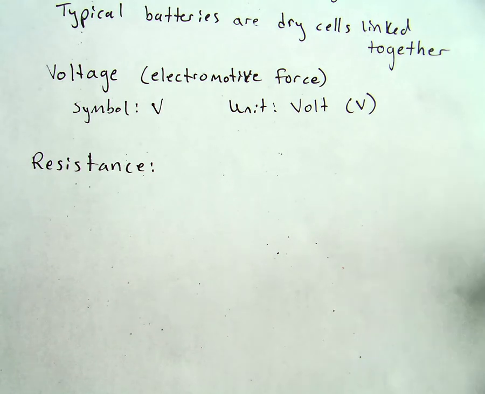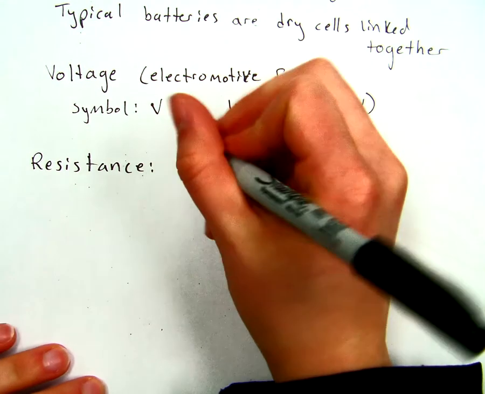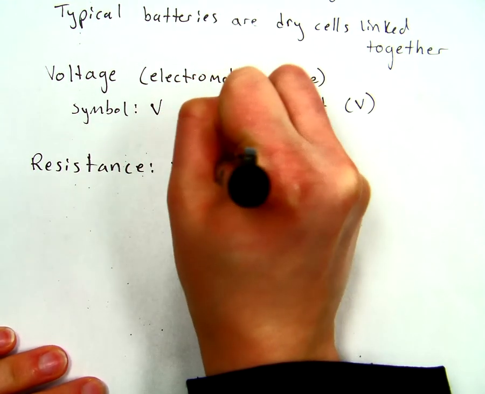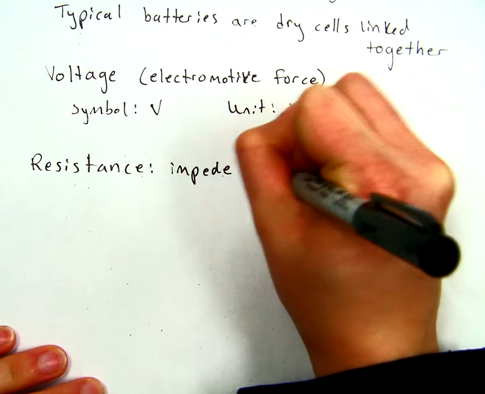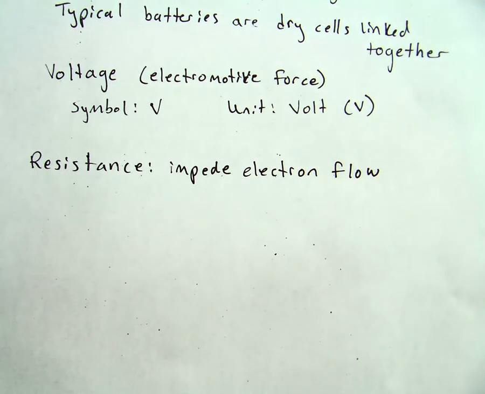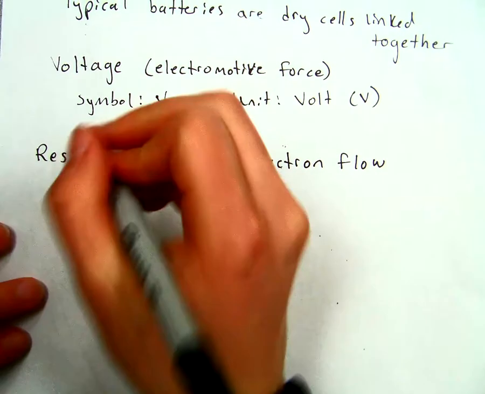You can think about a soccer player who is facing a defender on the field. That defender will resist the person with the ball to prevent them from scoring a goal. And so in circuits, it just means to impede electron flow. Impede electron flow. It depends on several things.